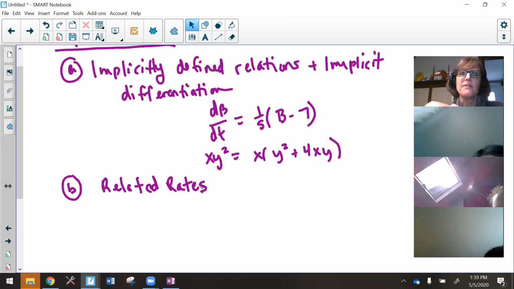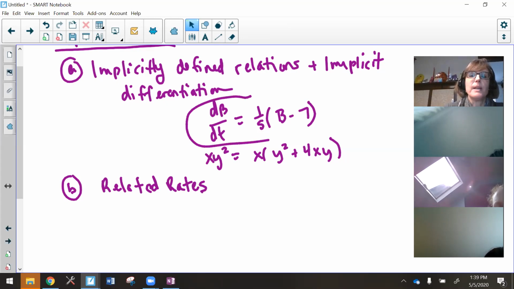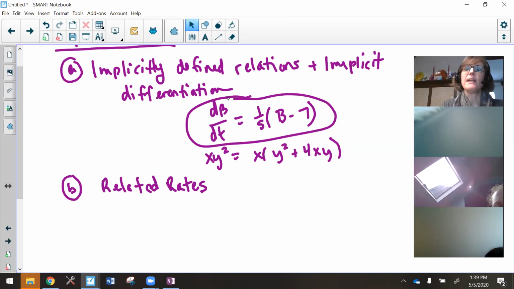Another example of that is the radius of a beach ball as you're blowing it up changing at a certain rate, some dr/dt. But I want to know at what rate the volume is changing, or at what rate the surface area is changing. You need to remember how to differentiate with respect to time. So if we went back to this equation up here, remember that b is a function of time and use the chain rule or implicit differentiation.